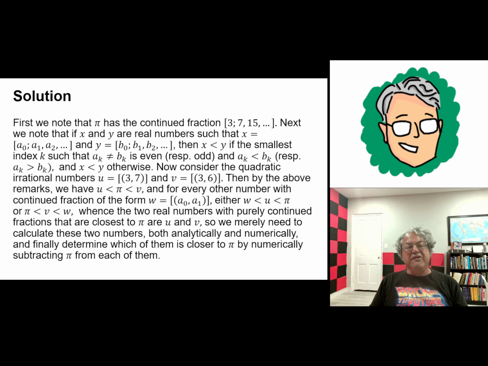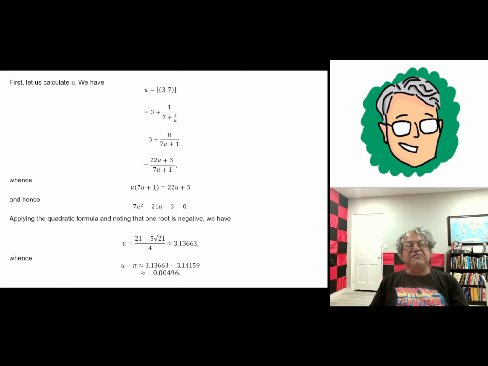Well, that's what we want, because any other periodic continued fraction with period 2, purely periodic, is going to be farther away from pi than these two examples. That's not hard to see either. For instance, 3 comma 5 is going to be even bigger than v, even farther away from pi than v. And 3 comma 8 is going to be smaller than u. So I think you can see, of all the examples, these are the two closest ones. So these are the only two we have to consider. So the only thing left to do is compute u and v. And that's easy enough to do.